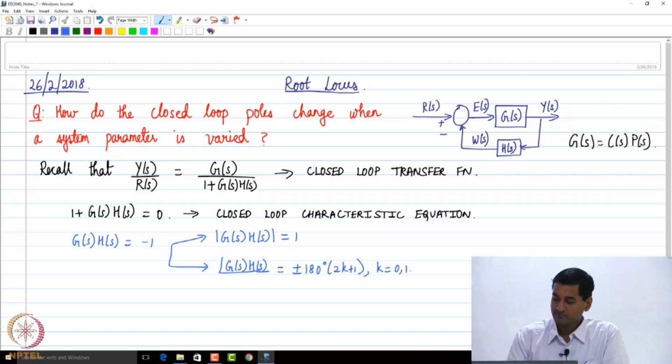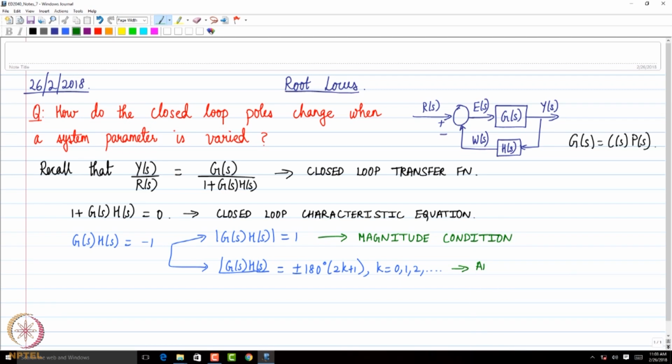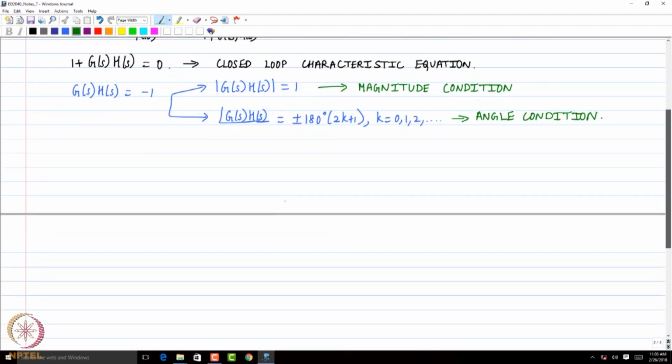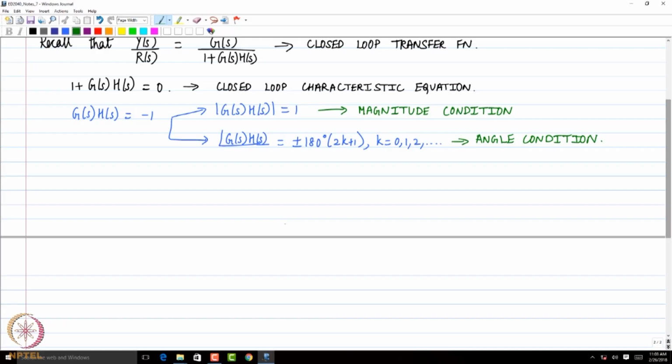So, this one is what is called as the magnitude condition, okay. This is what is called as the angle or the phase condition, right. So, any value of s that satisfies these two conditions is a closed loop pole, right. So, that is essentially something that we discussed, right. So, once again I am just recapping what we did in the last class before continuing from there, okay.